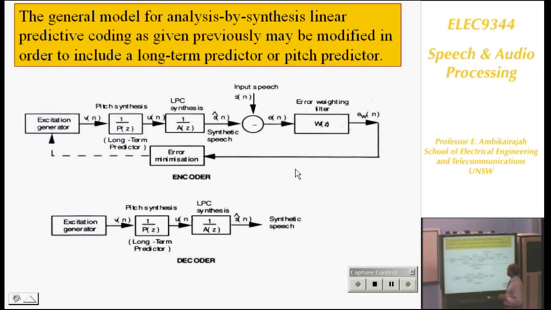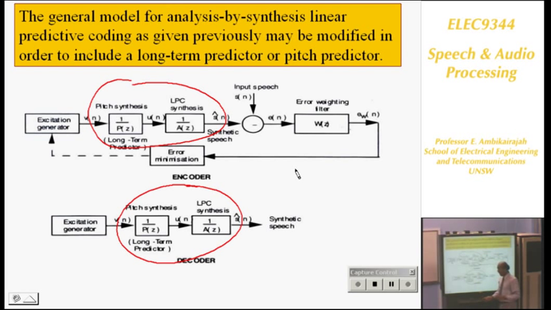Now, what is the general model of linear prediction? Remember, we previously had a diagram. We had these two together earlier, and these two were together. Now we have separated them, because earlier we had speech, linear predictor, and error. Now after the error, we've got a long-term predictor, a one-tap predictor, and noise coming out.